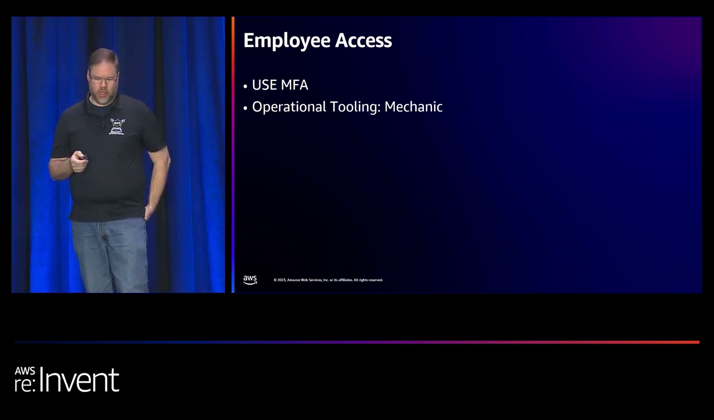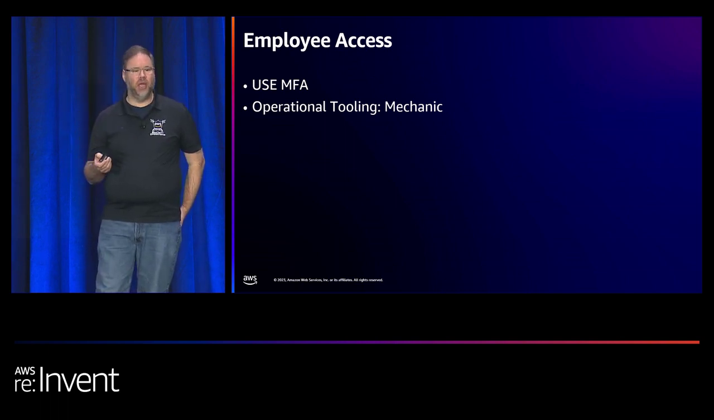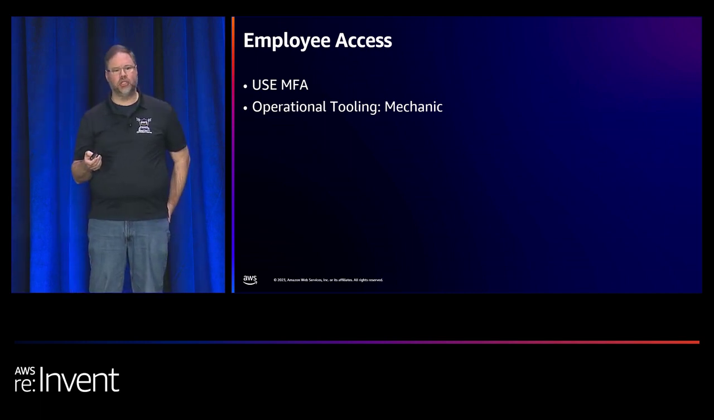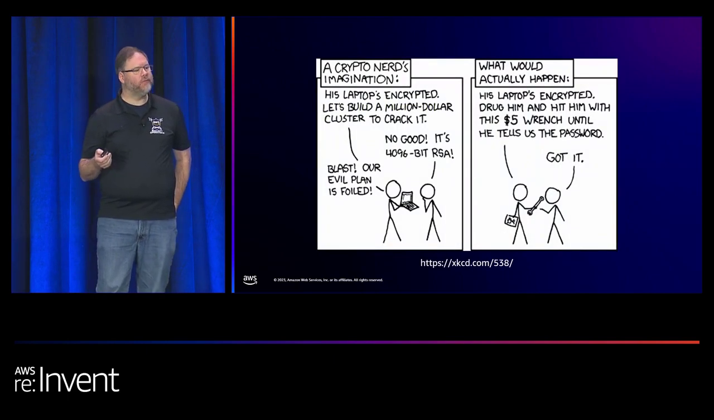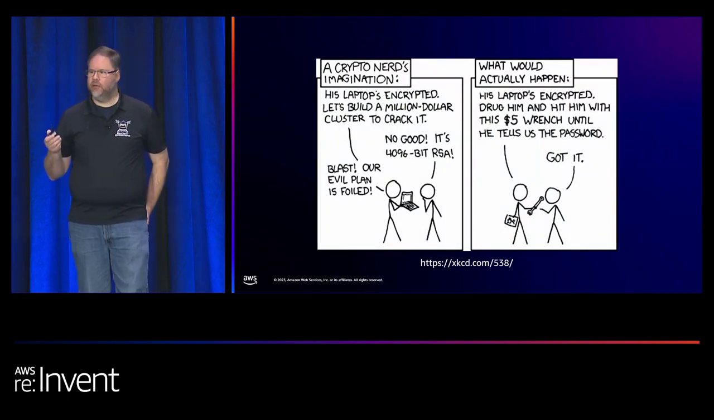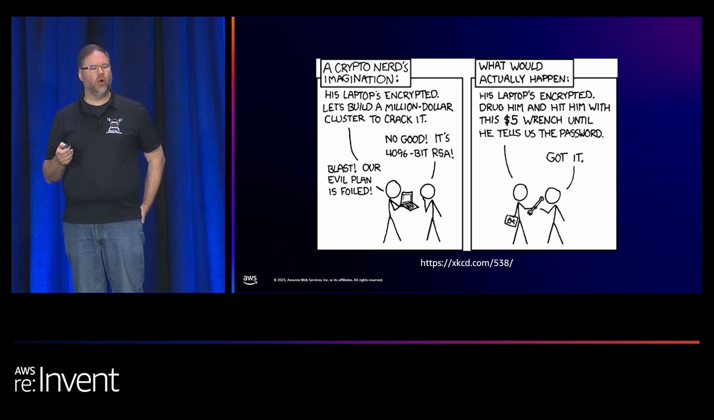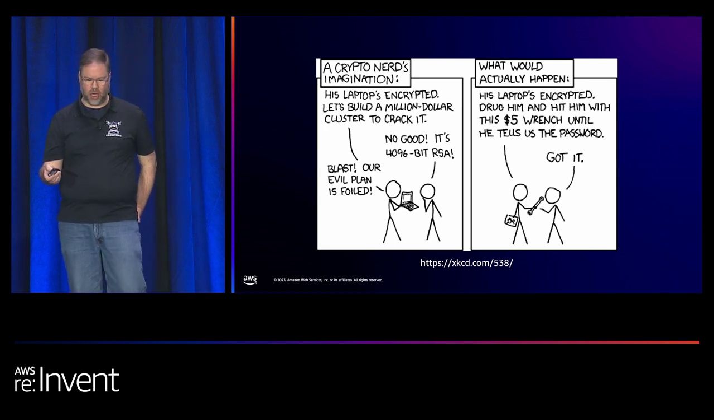But what about a witting insider? What about an unwitting insider? If you know what a blind XSS is, or the security engineer's favorite command line, curl pipe bash, like, how do you deal with that? What about the $5 wrench? If someone wants in badly enough, they are going to gain access. They are going to get an employee to give up their credentials, to turn over access to their laptop.